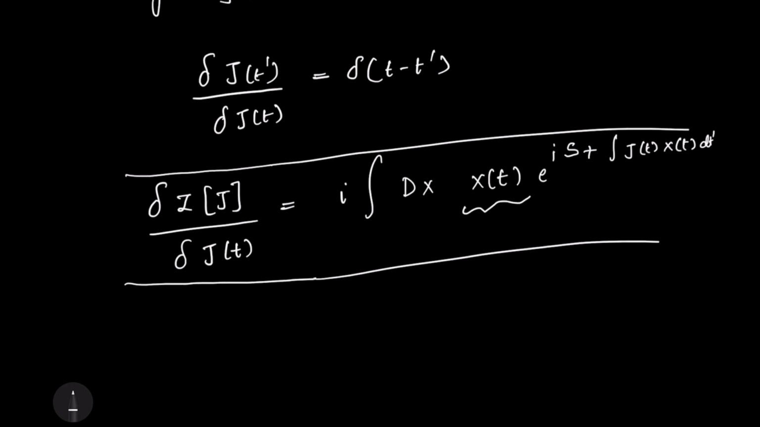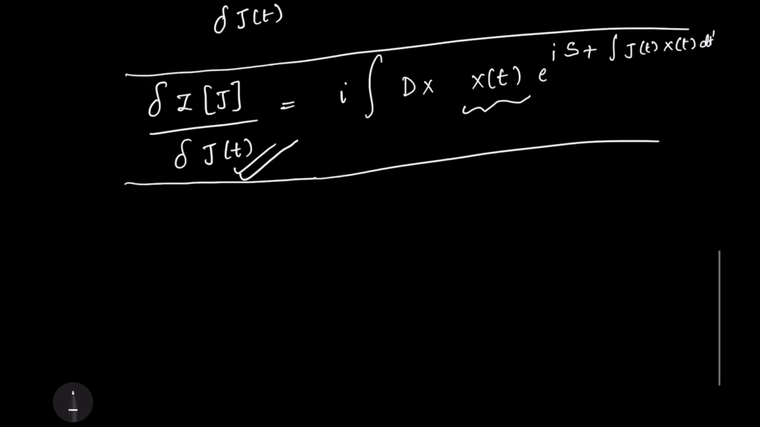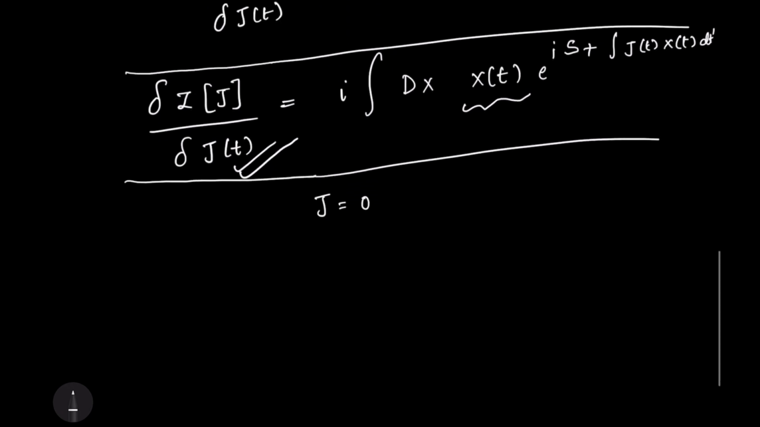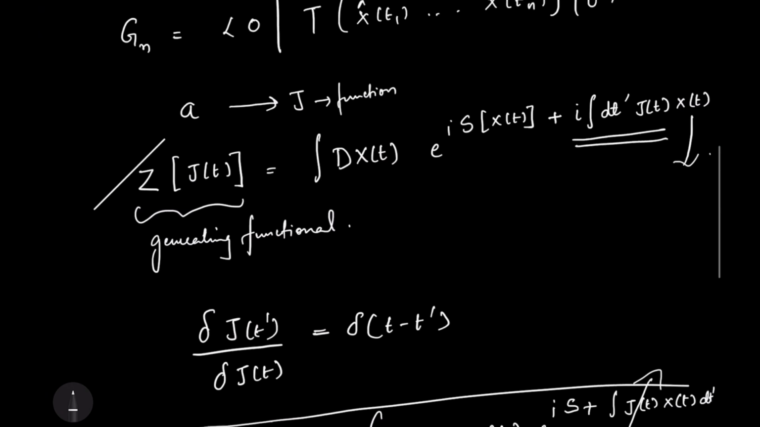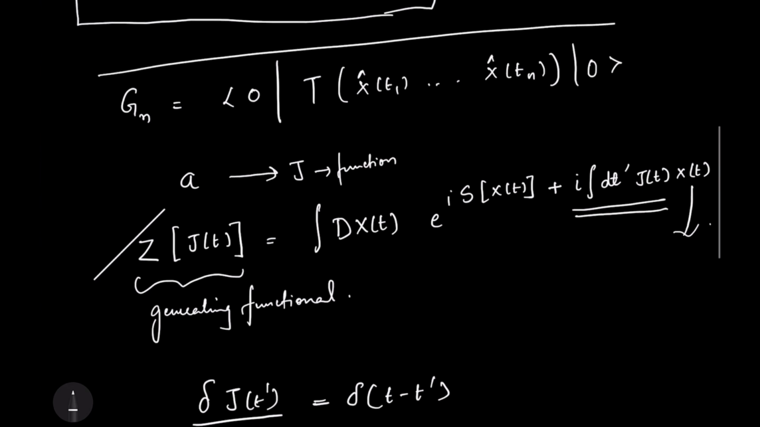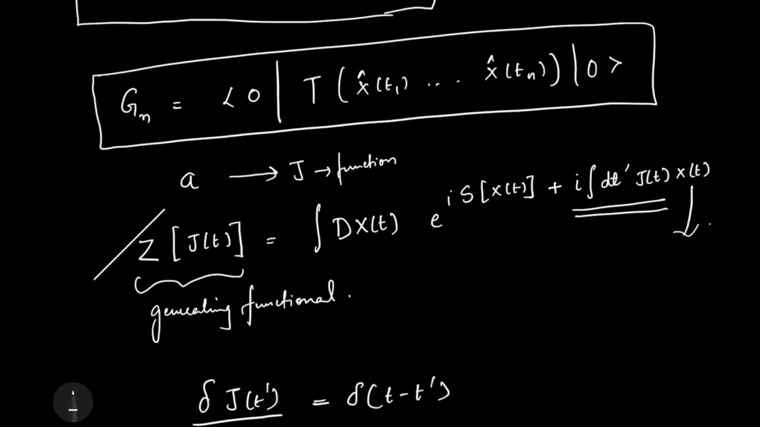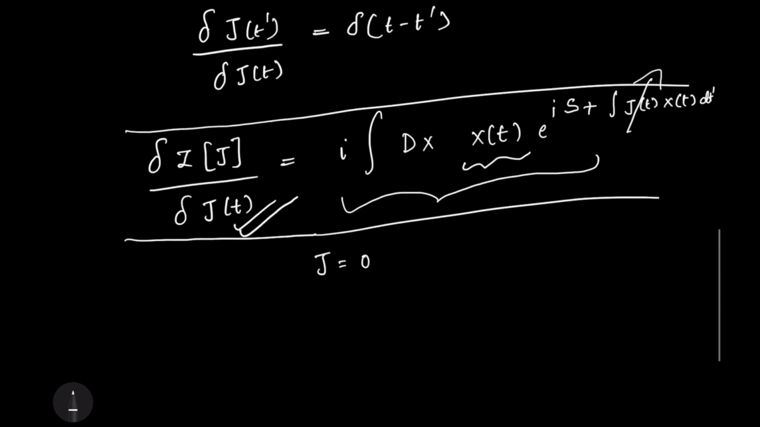So one x of t came down due to the differentiation with respect to j of t. And now if I put j equal to 0 after this differentiation, then here you can see you will get back the integral you want, the same thing. If you want n points, then you have to do n-time differentiation. This is just for the 1-point function.